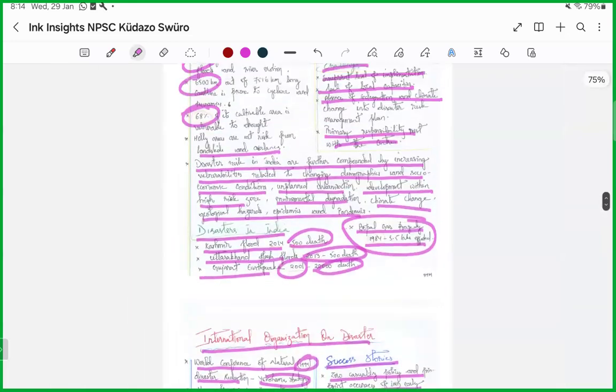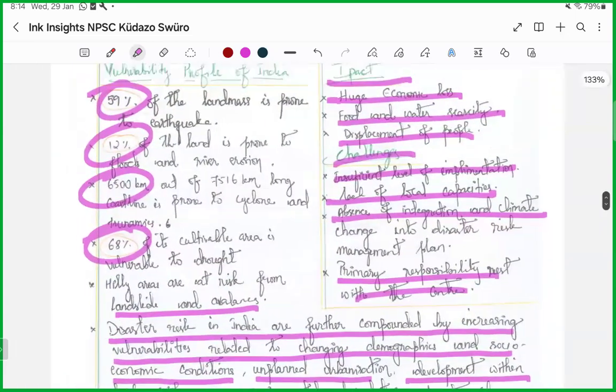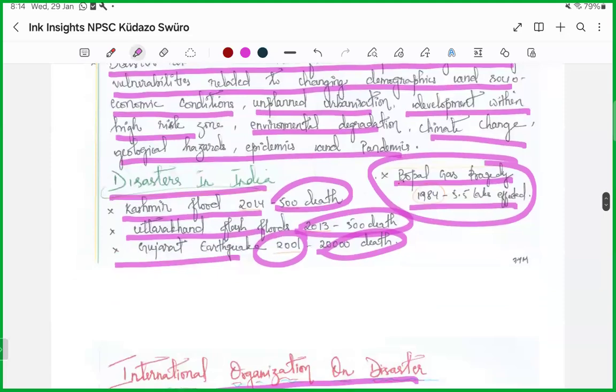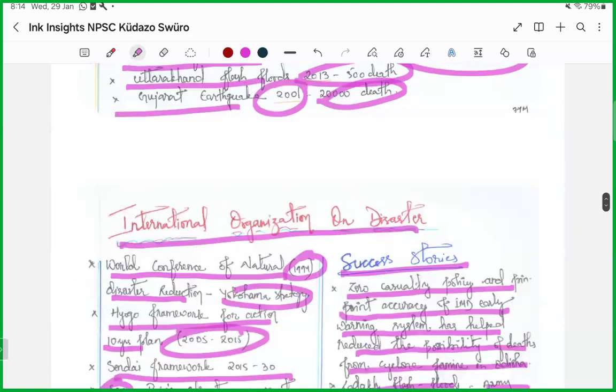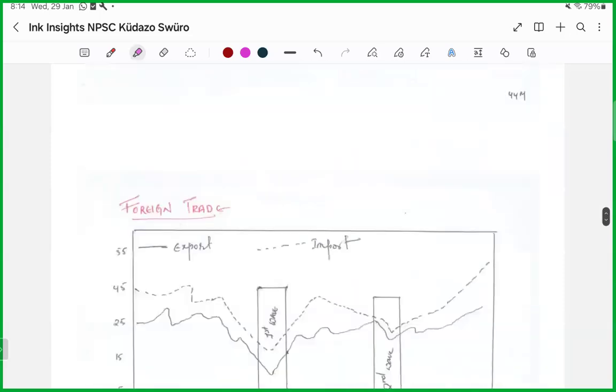So, did you get anything with regard to disaster management notes? All up to Jani Lushna, right? Yes, sir. All right, so I will show you a few of my notes, a few of my notes which are important for geography.